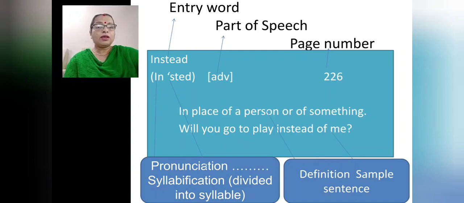Then you have the part of speech. What is the part of speech given? ADV, that is adverb. It is the abbreviated form of adverb. Next you have the definition. What is the definition given here? In place of a person or something. Then next you have a sample sentence. What is the sentence given here? Will you go to play instead of me? Then the important thing is the page number. So 226 is the page number given.